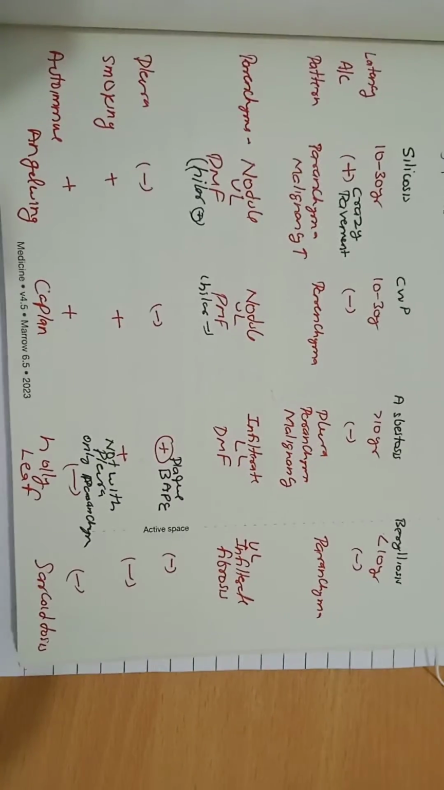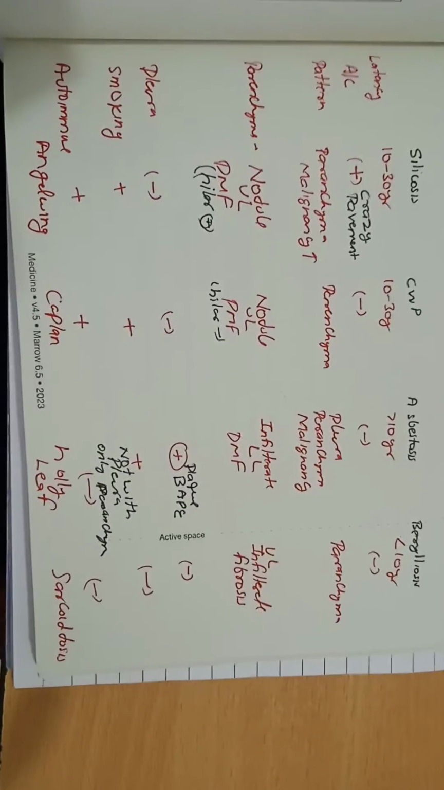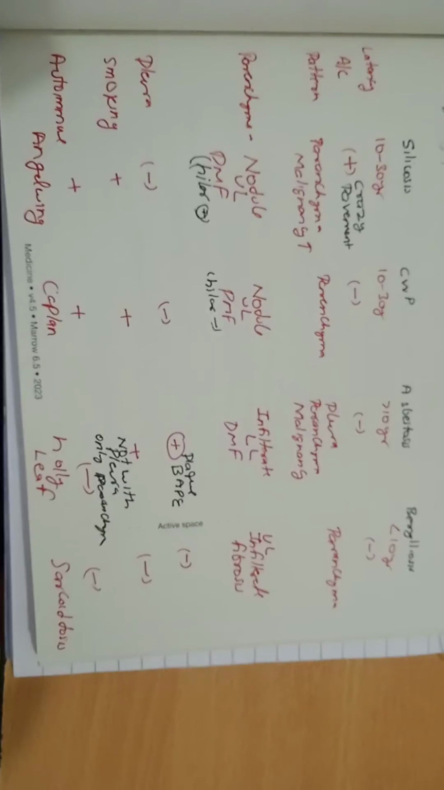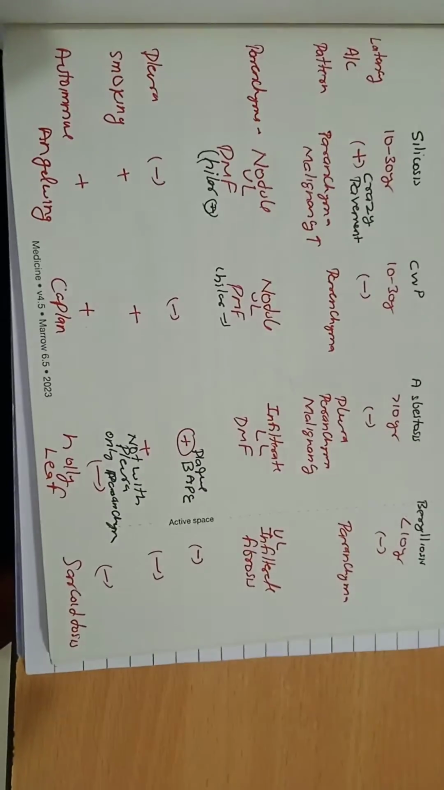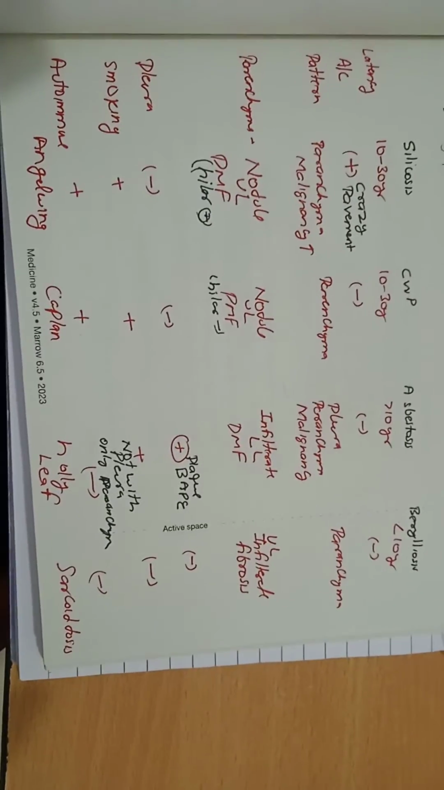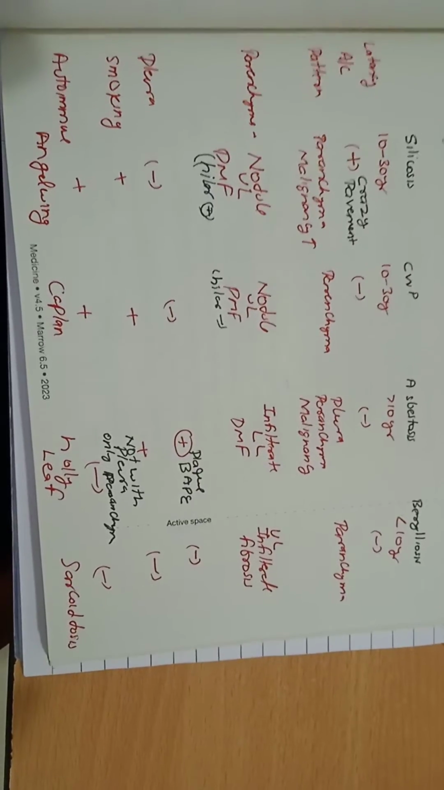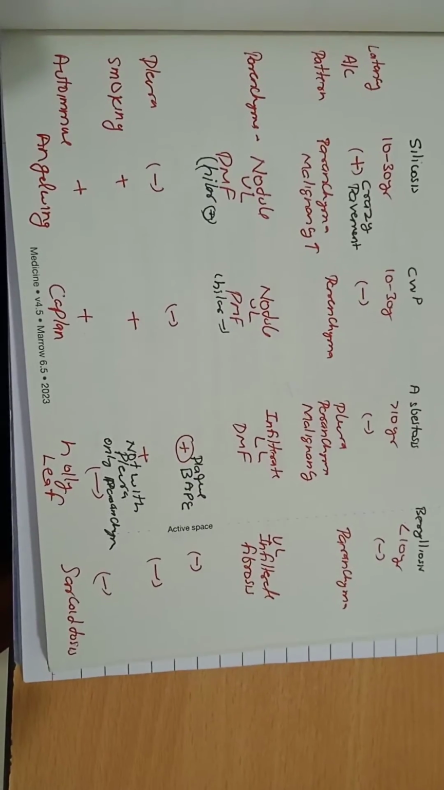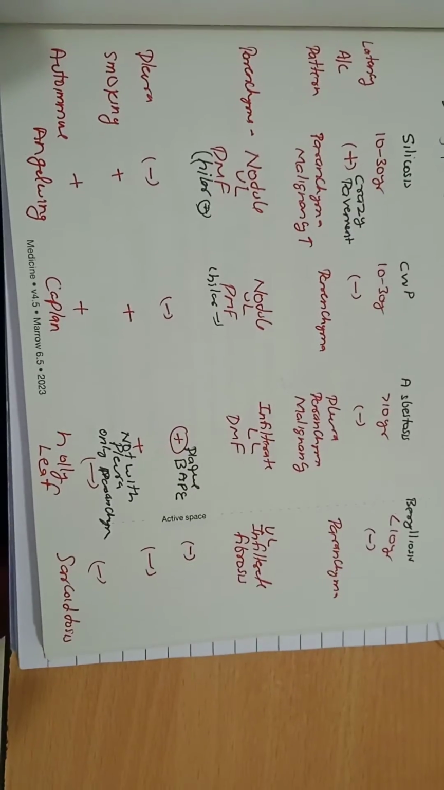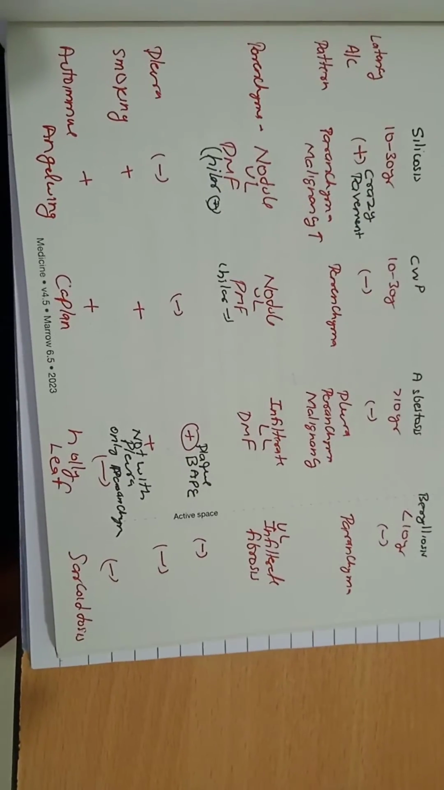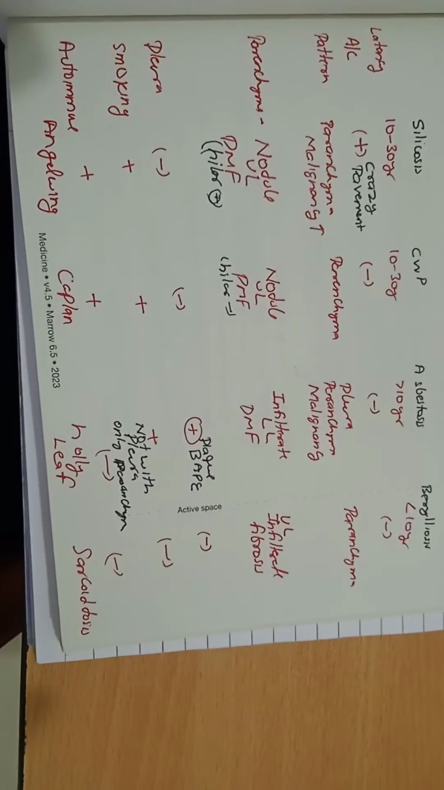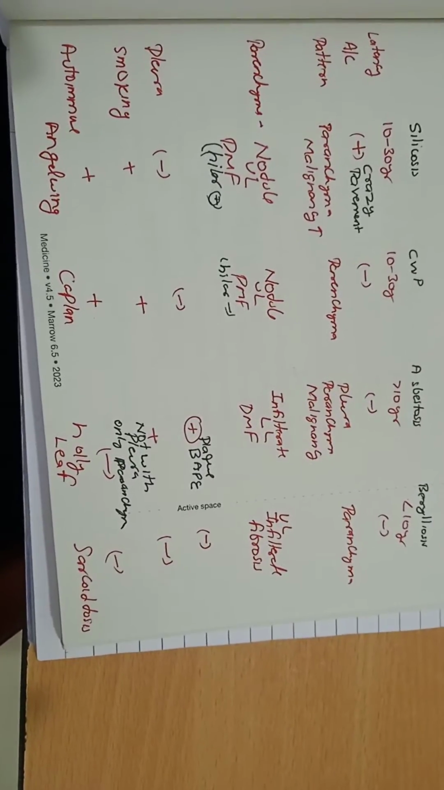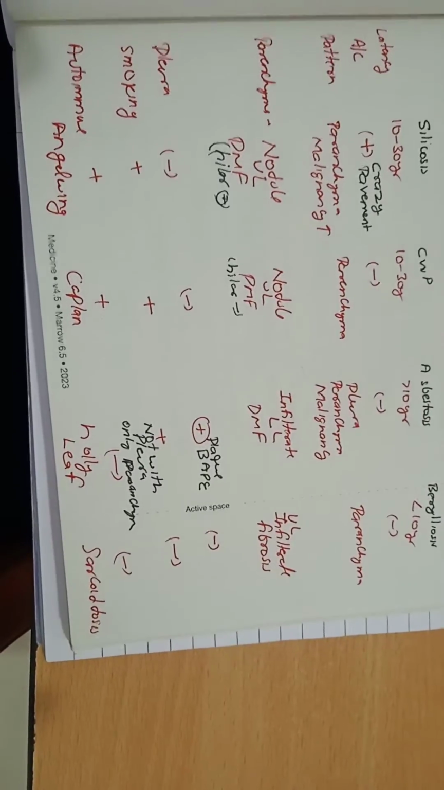Let's see occupational lung disorders in very short. Occupational lung disorder mainly includes pneumoconiosis, and there are four basic types of pneumoconiosis: silicosis, coal worker pneumoconiosis, asbestosis, and berylliosis. The exposure is 10 to 30 years in silicosis, 10 to 30 years in coal worker pneumoconiosis, more than 10 years in asbestosis, and less than 10 years in berylliosis.